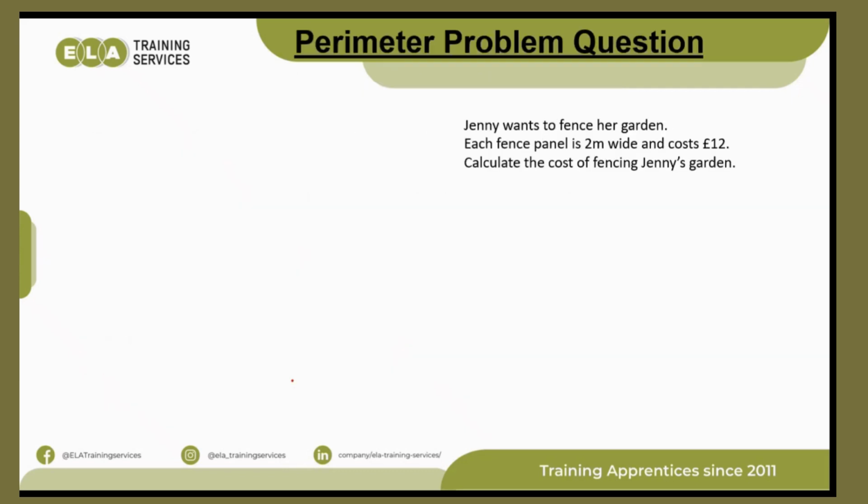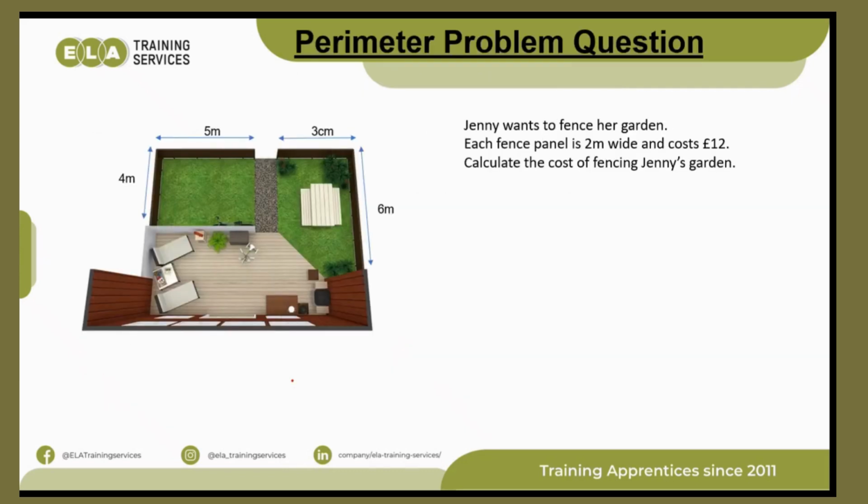So let's have a look at this question. Jenny wants to fence her garden. Each fence panel is 2 metres wide and costs £12. Calculate the cost of fencing Jenny's garden. So step 1, we're going to work out the perimeter. Now we don't have to go all the way around because it's her garden, so this would be the walls of her house. So we're only going to work out the part she needs to fence.